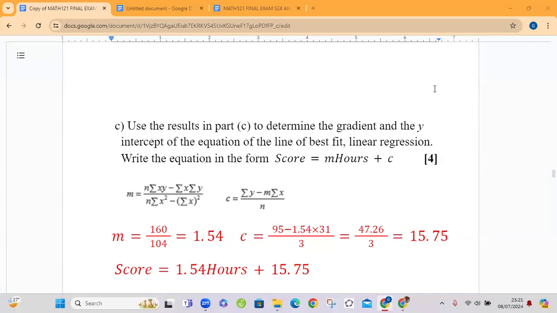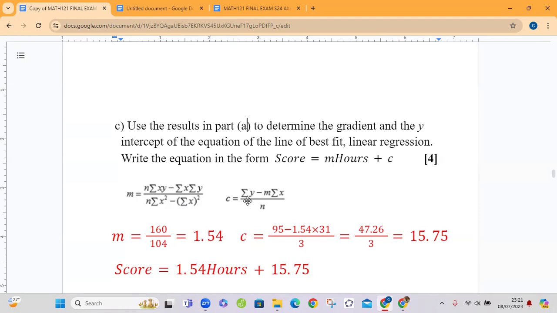Now, part C says to use the results in part A to determine the gradient and the y-intercept of the equation of the line of best fit, the linear regression, and write the equation in the form score is equal to m times hours plus c. Now, here's the formula for m and here's the formula for c. M is actually A divided by B because A is the numerator of the Pearson's formula, and B is that second number we calculated, which is the third minus the fourth. So the gradient is simplified to 160 divided by 104, which is 1.54.